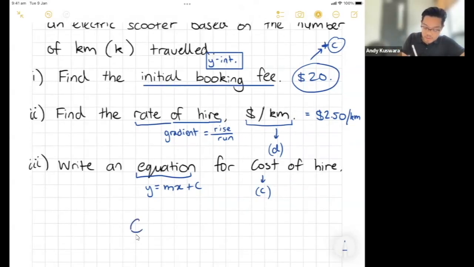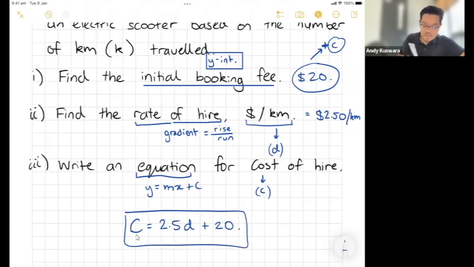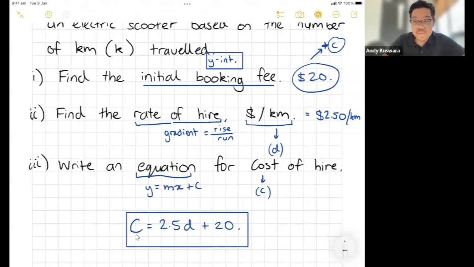The way that I would find the cost is I would find the gradient, which I found was $2.50, times your distance, plus your y-intercept, which we said here was 20. And that there would be how you'd find an equation for the cost of hire.